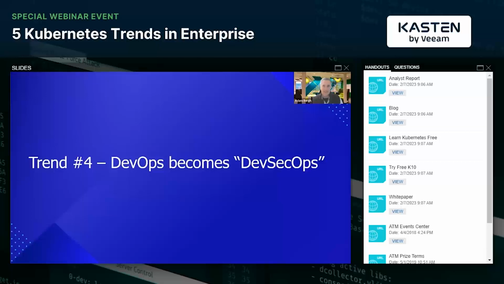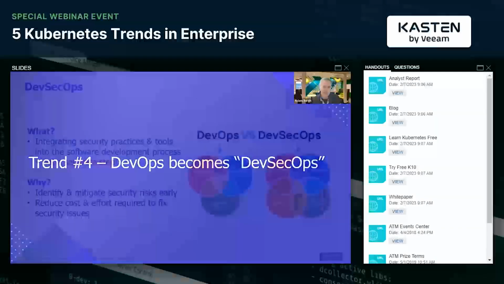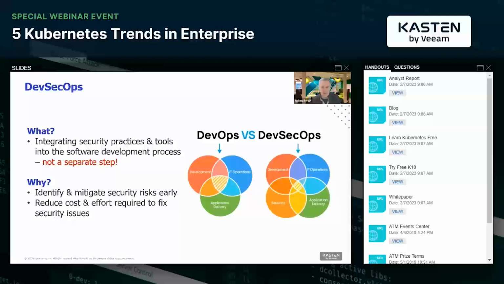I want to talk about trend number 4 here, right? And this is super important. I think we're even changing the language around this. We've been talking about DevOps for years. This is really going to be changing. We're going to be calling this DevSecOps. Now, if you haven't heard of DevSecOps, let's talk about what we mean by that. And this is trending in a big way, right? So DevOps is really turning into DevSecOps. We're adding Sec, which stands for security, right?